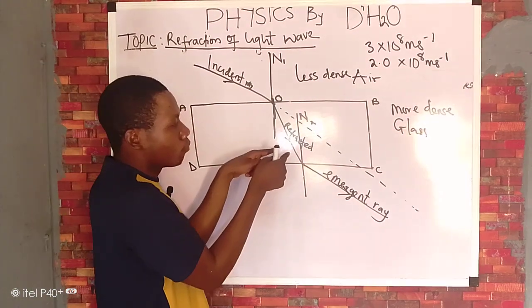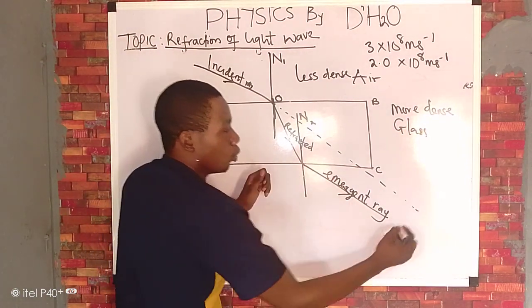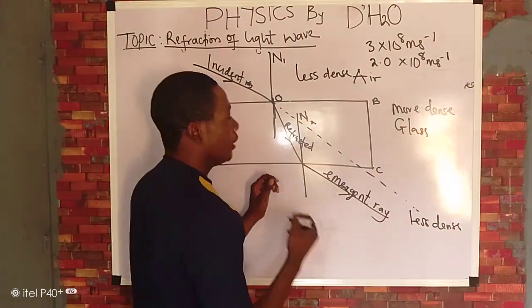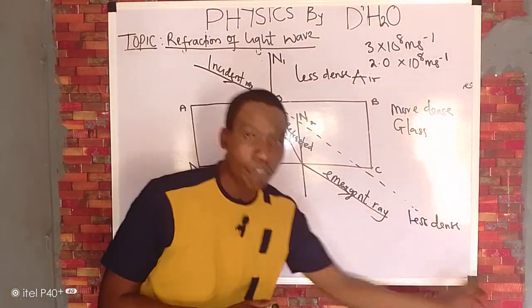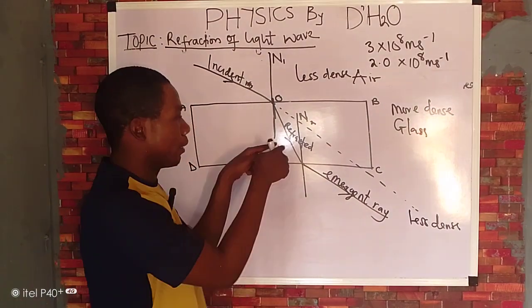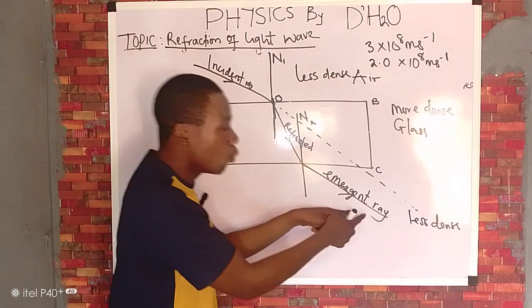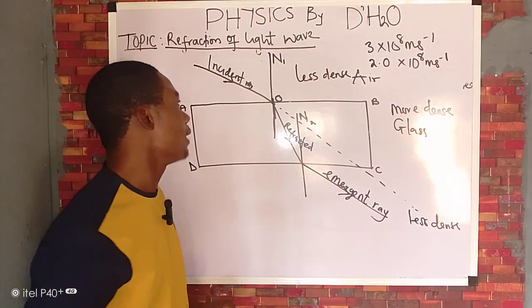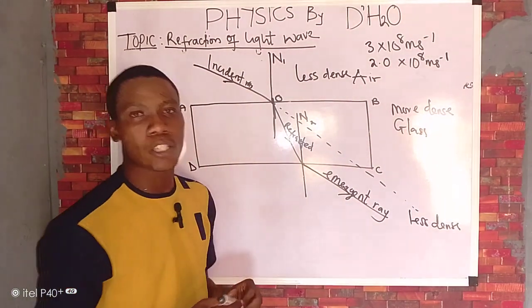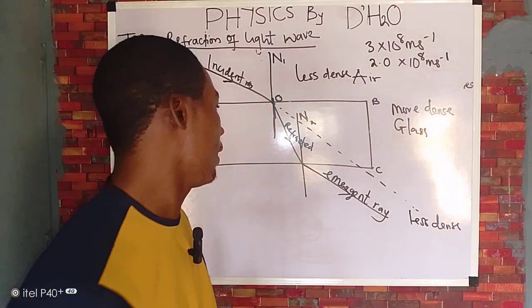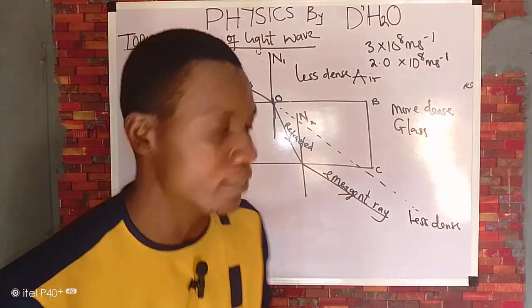But when it moves from a dense medium now to a less dense medium again, you will still observe that it will bend away from the normal, okay? So at the first place, it's bending towards the normal. At the second place, it's bending away from the normal. Now, what we have to do here again is to know our angle of incidence, our angle of refraction, and our angle of emergence, okay?